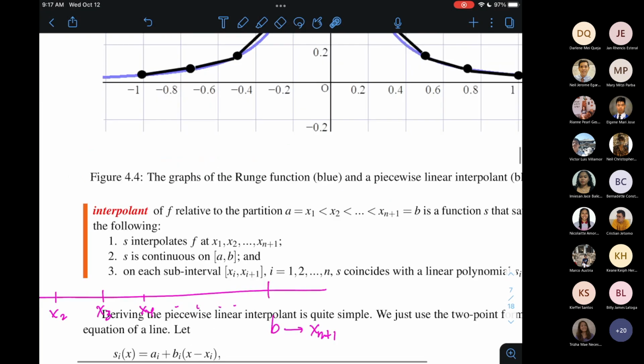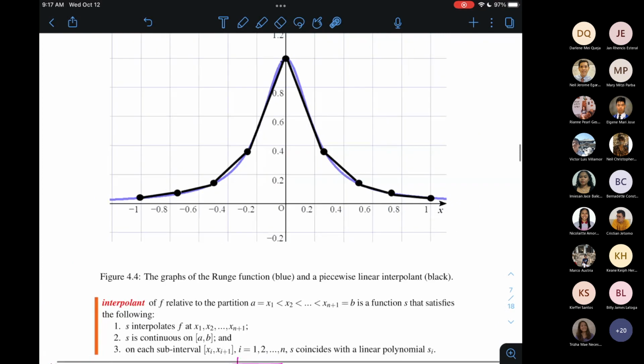Okay? Now, madali siyang makuha yung sense niya graphically if we look at figure 4.4. Ginraph ko si Runge function in blue, alright? Tapos yung kulay black, siya yung piecewise linear interpolant relative to the dotted points. So ganito yung nangyari. Imagine wala mo na yung kulay black. So nandun tayo sa kulay blue. Tapos sabi ko 1, 2, 3, 4, 5, 6, 7, 8, 9. Sabi ko gagamit ako ng siyam na points, alright?